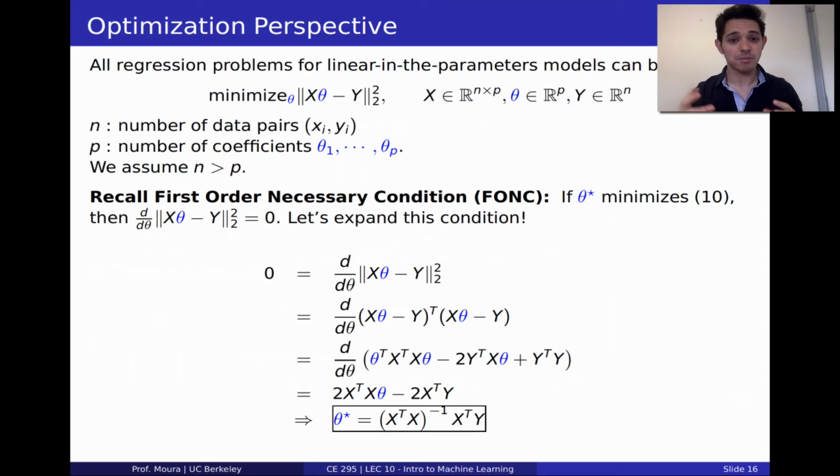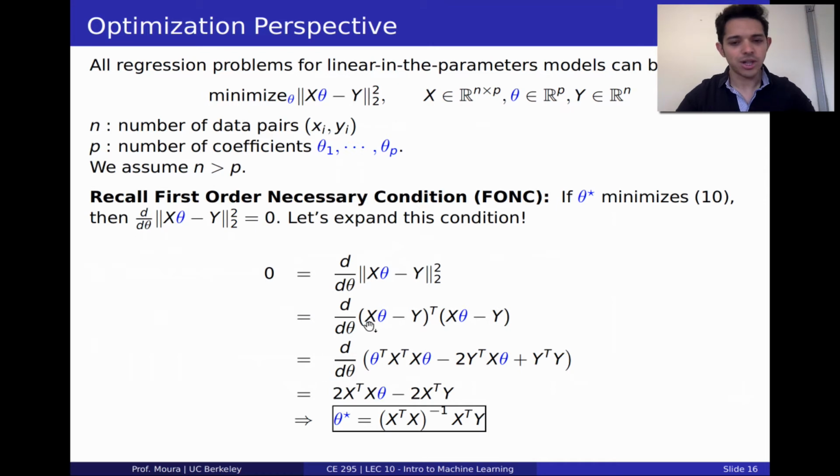It turns out that there's just one simple formula, and we can derive it quite easily using the first order necessary condition. So recall from chapter 3 on optimization that if theta star minimizes this QP given in equation 10, then theta star must satisfy the following equation, which says that the gradient of my objective function with respect to my optimization variable theta equals 0. I take the derivative of my objective function, and that should be 0 at theta equals theta star. So we can expand this condition. So here I'm just rewriting that condition.